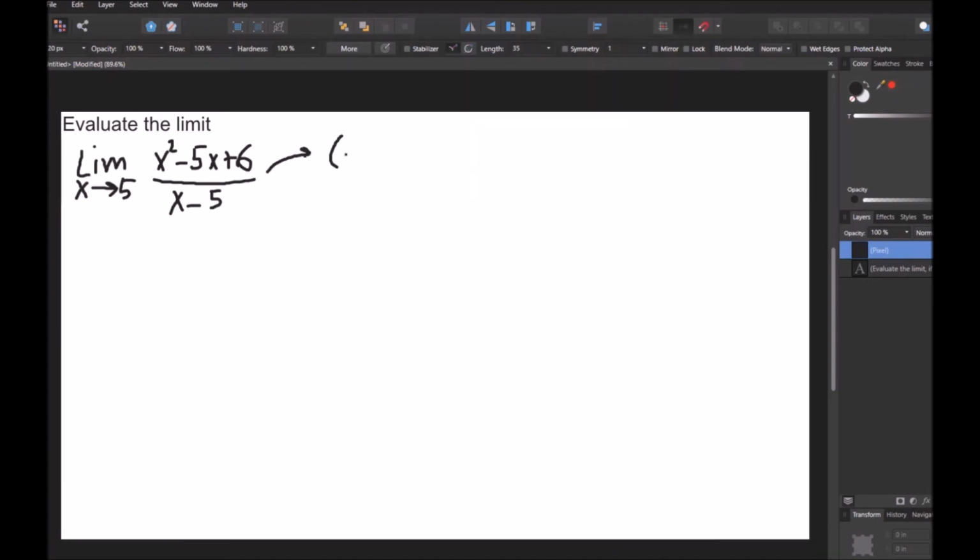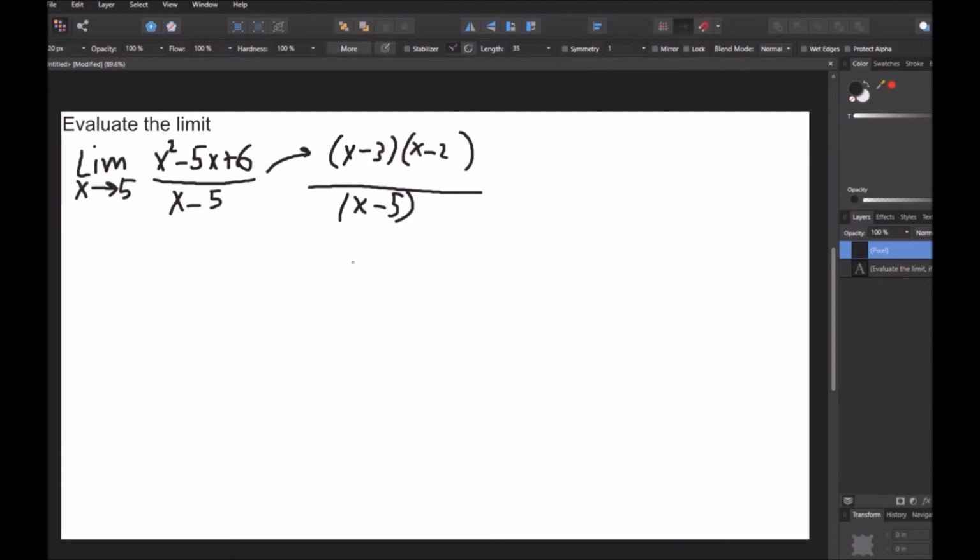what would we get for this? We'd get x minus 3 and x minus 2. These numbers multiply to positive 6 and add to negative 5, and we'd get that over x minus 5. Well, this doesn't really help us out that much. We can't cancel anything out.